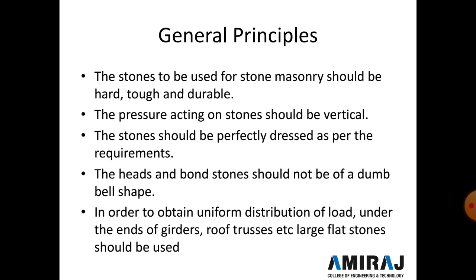Now next is the general principle of stone work. The stone to be used for stone masonry should be hard, tough and durable, and the pressure acting on a stone should be vertical, and the stone should be perfectly dressed as per the requirement. The stones should not be dumbbell shaped, in order to obtain uniform distribution of load under the end of a girder, roof truss, etc. Large flat stones should be used.